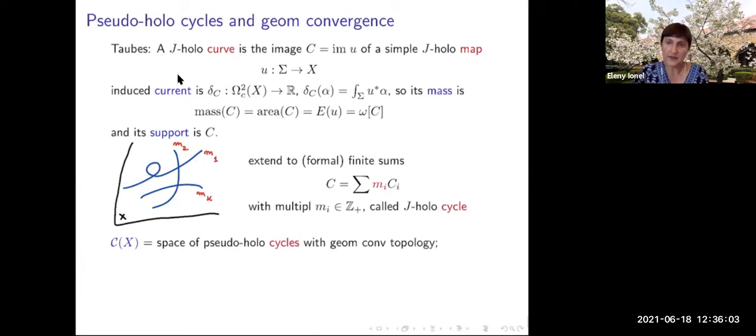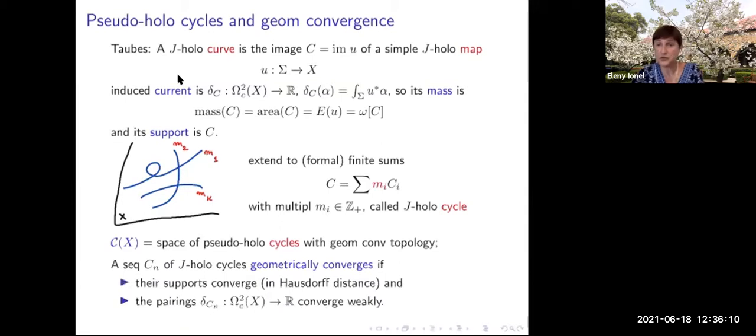It's not the Gromov convergence topology, but what's called the geometric convergence topology. I didn't define the Gromov topology for you, but it may be more familiar to more people. What is the geometric convergence topology? Again, this notion is due to Taubes. A sequence of J-holomorphic cycles geometrically converge if their supports converge in Hausdorff distance. Their supports are compact subsets, and that's one of the conditions. And then the pairings have to weakly converge. That's the notion of geometric convergence, and it makes this into a topological space. Any questions about this? All right.